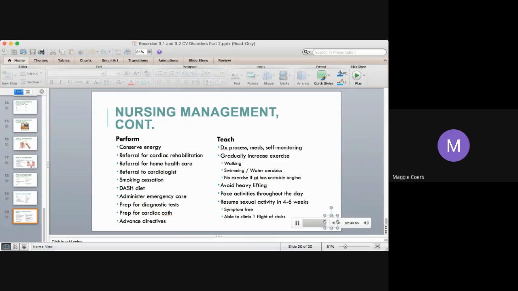The patient can also resume sexual intercourse as long as they're symptom free. What we usually tell patients is if they can climb stairs without symptoms, then they are free to have intercourse, and they don't have to worry about an MI event at that point.